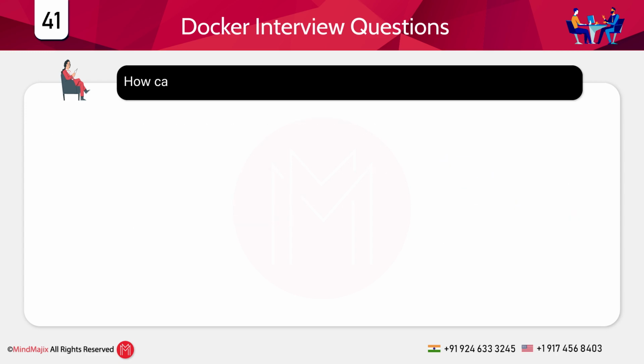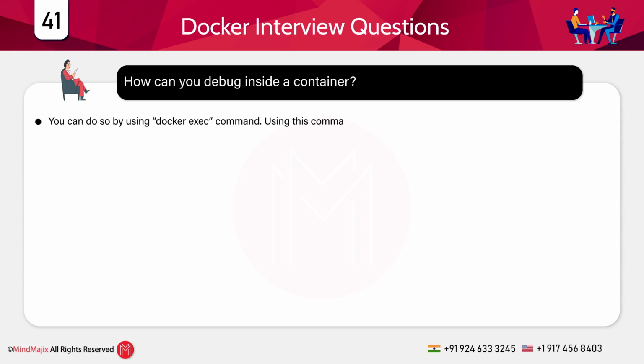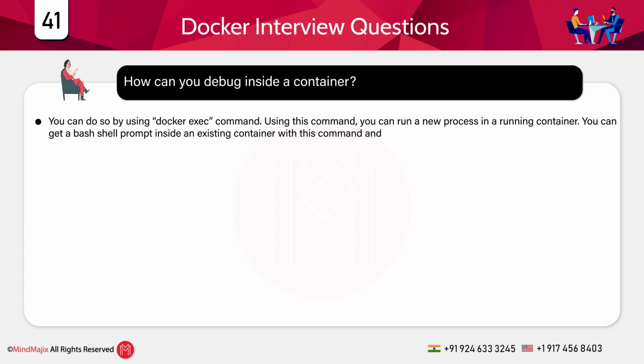The next question, how can you debug inside a container? The answer is you can do so by using the docker exec command. Using this command, you can run a new process in a running container and you can get a bash shell prompt inside an existing container and debug in real time.